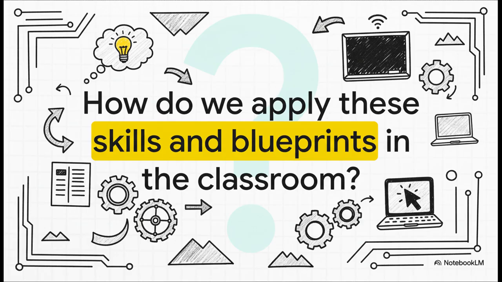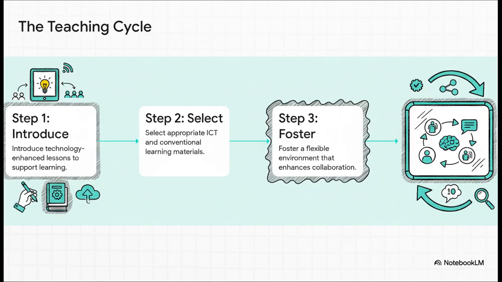Phew, okay. That was a lot of theory, I know. We've covered the new literacies, we've gone through the design blueprints, but the million-dollar question is, how do you actually make this happen in your classroom, day in and day out? How do you put it all into practice? Well, it really boils down to this 4-step cycle. Step 1 is to introduce. Be intentional about bringing these kinds of lessons into your class.